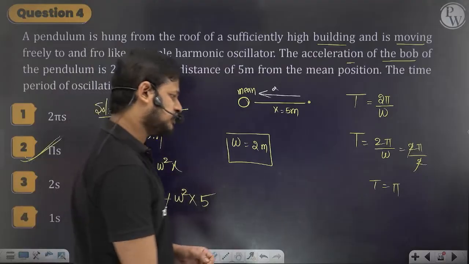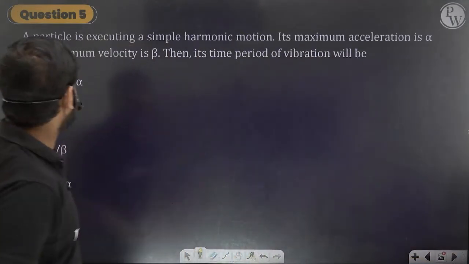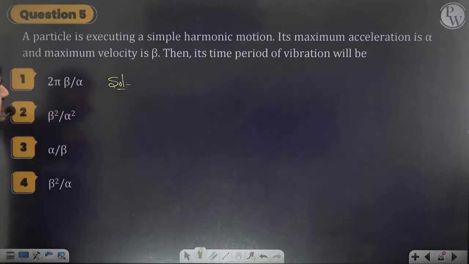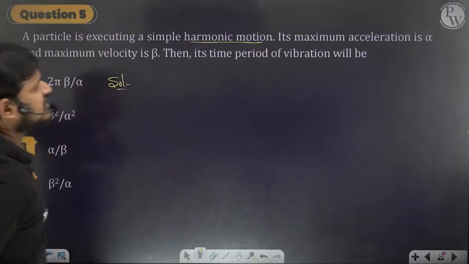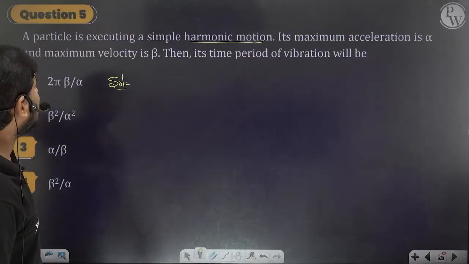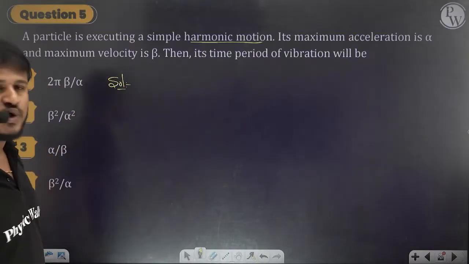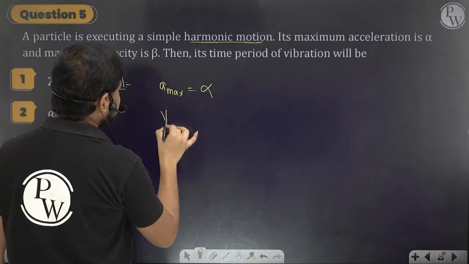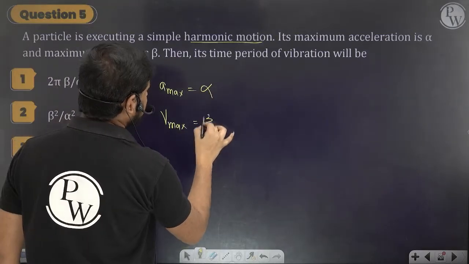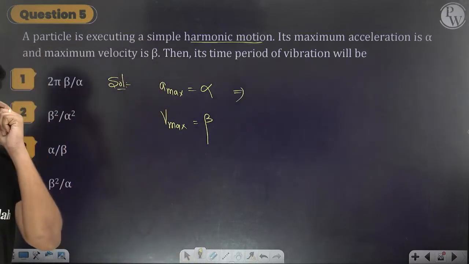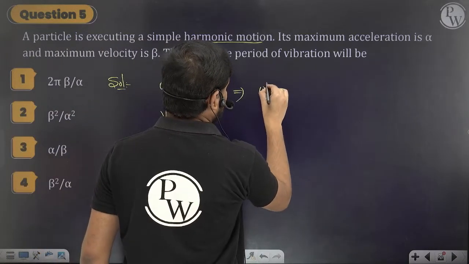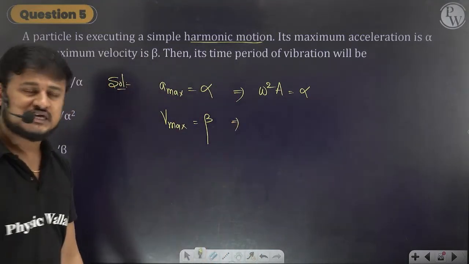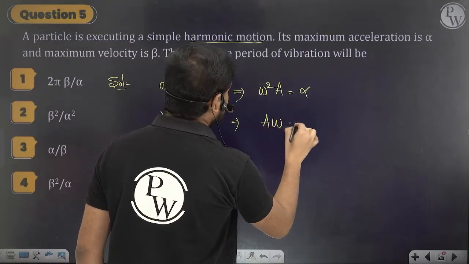Done? Chalo, let's move further. What does the question say here? A particle is executing simple harmonic motion, S.H.M. Its maximum acceleration is alpha and its maximum velocity is beta. So a max is given as alpha and v max is given as beta. What is the a max formula? Just now we have seen. a max is omega square A, which is alpha. And what is v max? The maximum velocity is A omega, which equals beta.